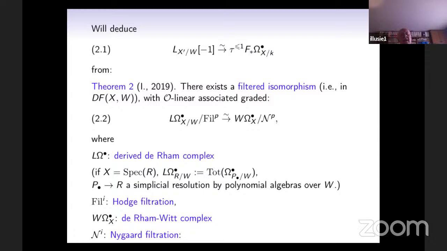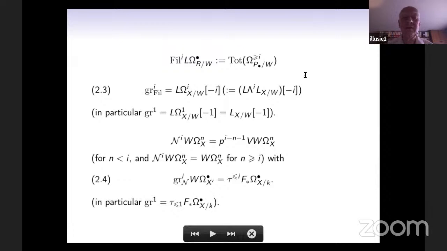And so to construct this derived de Rham complex, which is by now well known and very much used, in the local case you take a simplicial resolution by polynomial algebras, and then you take the de Rham complex of that resolution, and you take the total complex. And you have the Hodge filtration. For the Hodge filtration, you just take the stupid filtration in cohomological degree in omega, and then the total complex. And the graded gr^i is the cotangent complex, the i-th exterior power of the cotangent complex shifted by minus i.